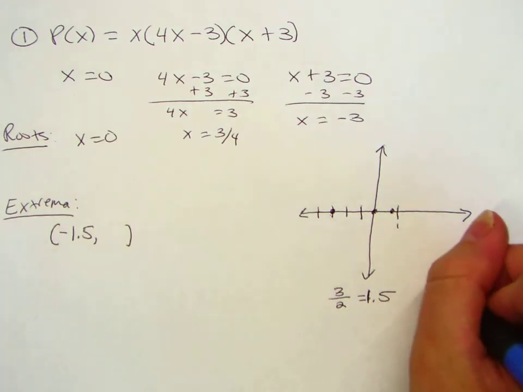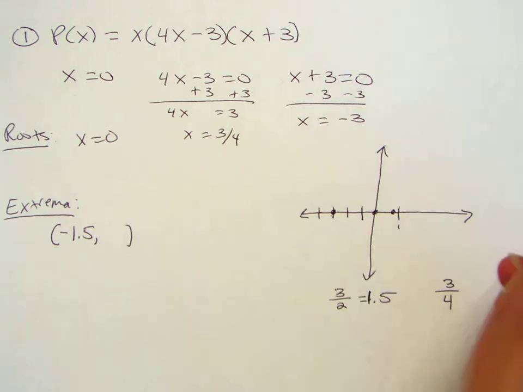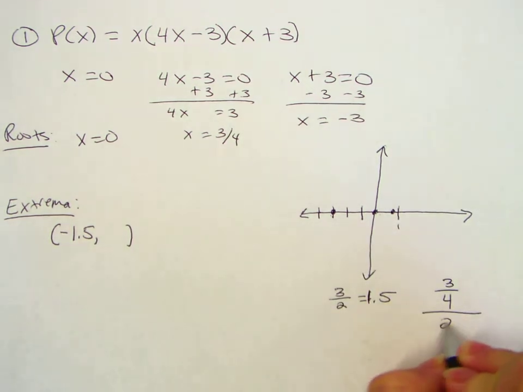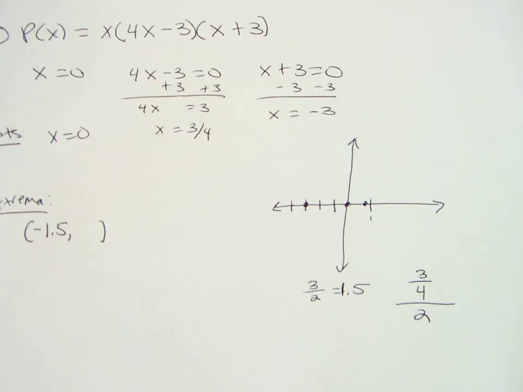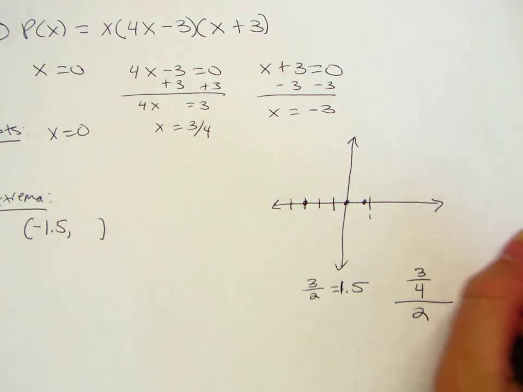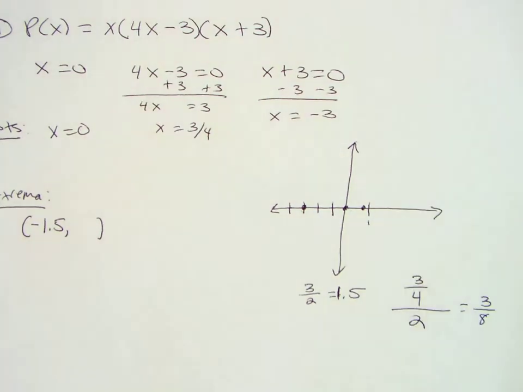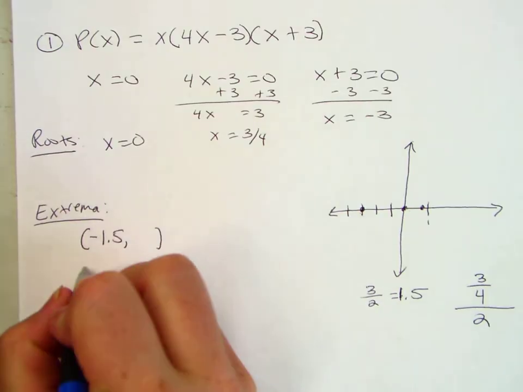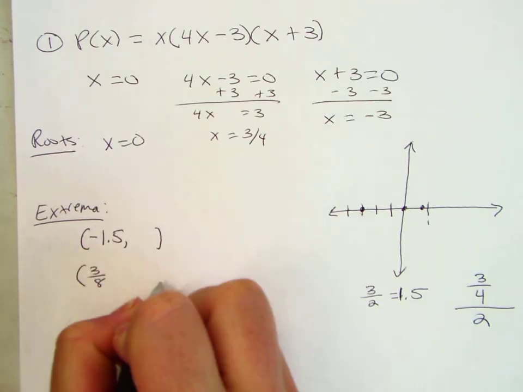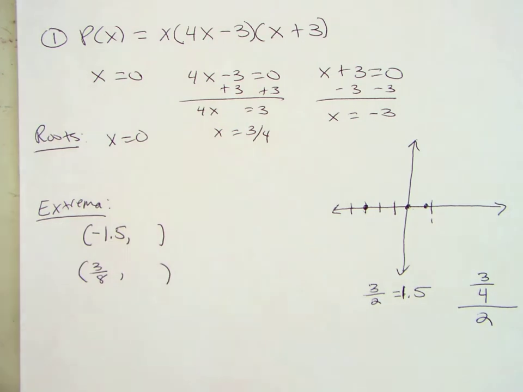The other one's a little trickier. We have 3/4 and 0. So this distance is 3/4. What's half of 3/4? Well, that's 3/8. Now I want to find the y values that go along with those 2 points.